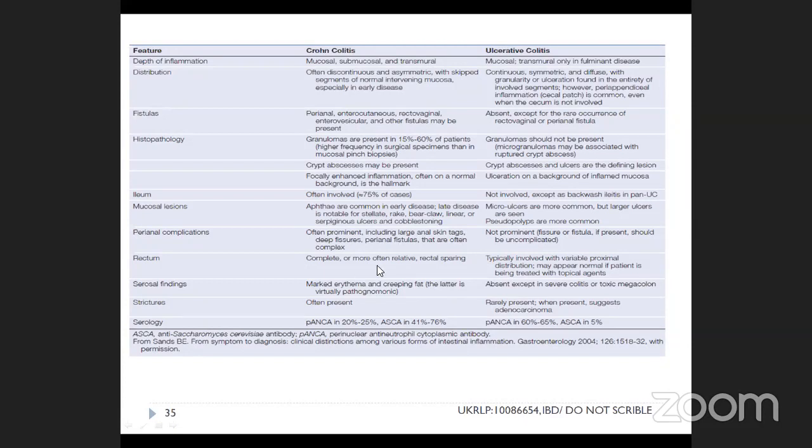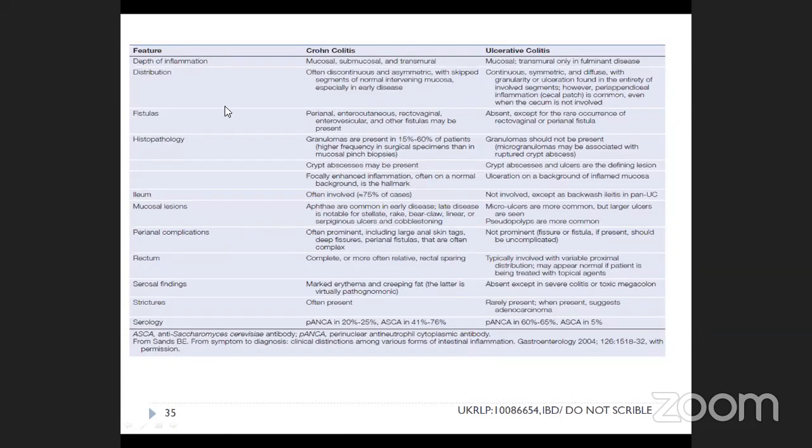Usually Crohn's disease has rectal sparing, but the rectum is invariably involved in ulcerative colitis. Serosal disease, as I said, the serosa is more commonly involved in Crohn's disease, and the serosal involvement is less in ulcerative colitis, except for severe colitis. If there is a severe colitis, a toxic megacolon, serosal involvement may be there. And the serology, we will deal with in the next few slides.